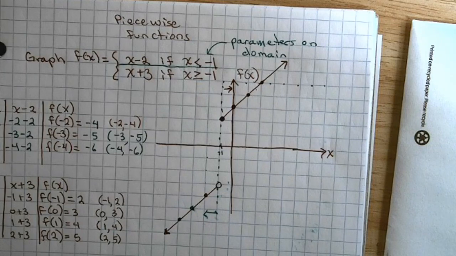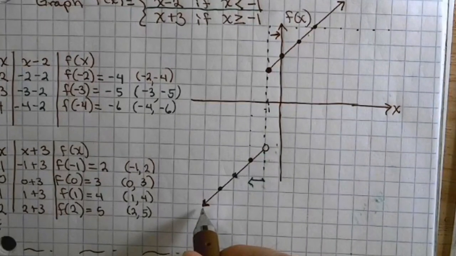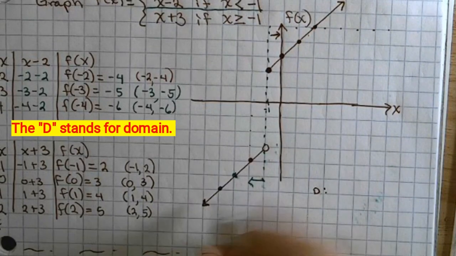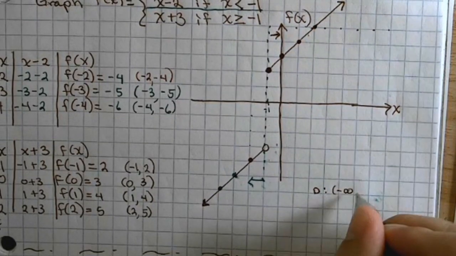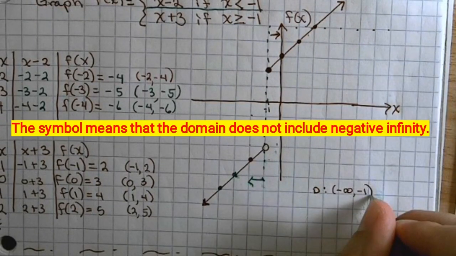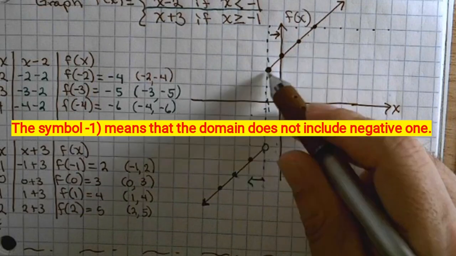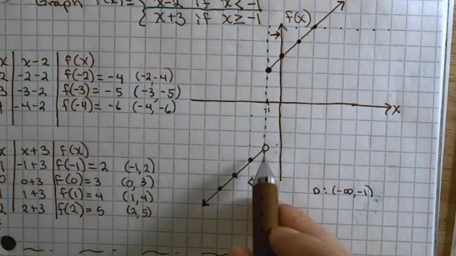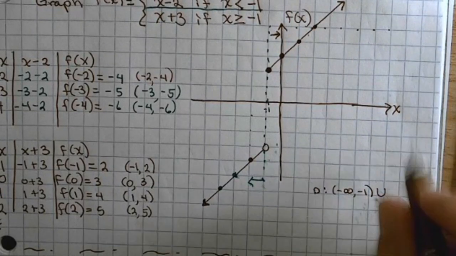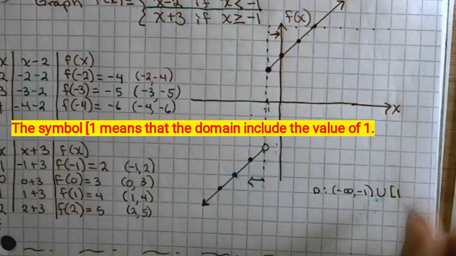Now, to look at our domain, the domain is the possible x values. Well, the domain goes from -infinity, and it goes all the way to -1, and it does not include -1, but it does continue on. See, this is not equal to -1 right there. And it's going to be the union, and then it goes from 1, including the number 1, all the way to positive infinity.